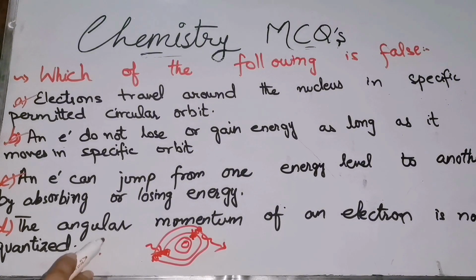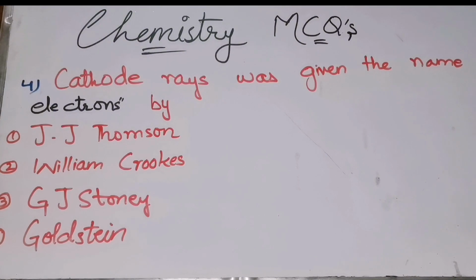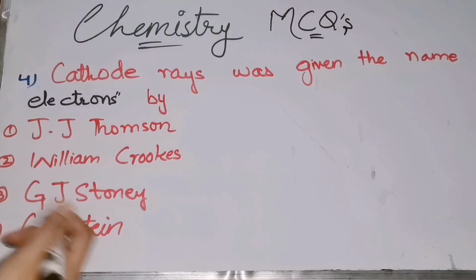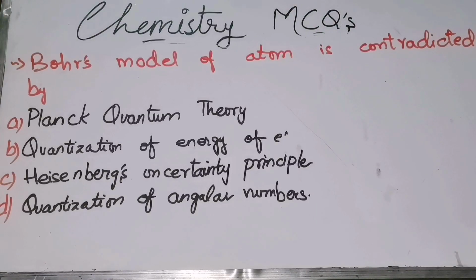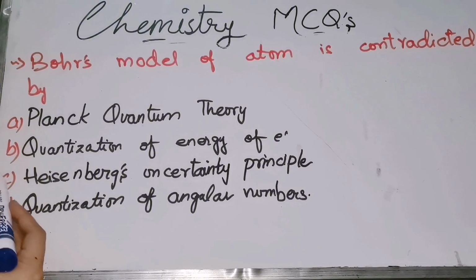The angular momentum of an electron is not quantized. Now this statement is not correct because the angular momentum of an electron is quantized. So the correct option is option D, which is the false statement. Now the fourth MCQ: cathode rays were given the name electrons by. The correct option is G.J. Stoney. The next MCQ: Bohr's atomic model is contradicted by. The correct option is the Heisenberg uncertainty principle.